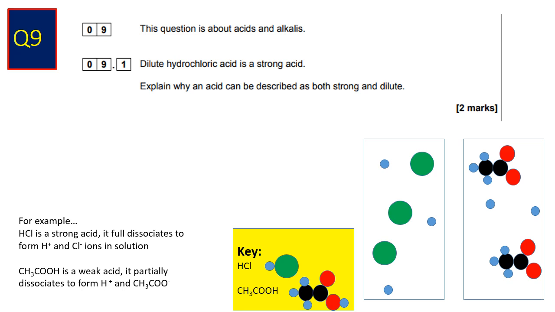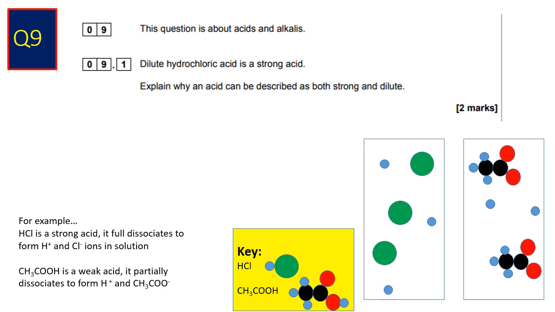Another example of a strong acid would be sulfuric acid, where you get H+ ions in solution and you get SO4 2- ions in solution. Then we have ethanoic acid, otherwise known as vinegar, which is a weak acid. It only partially dissociates. You do get the H+ ion being liberated, but you can see there's a lot of hydrogen still trapped in that structure.